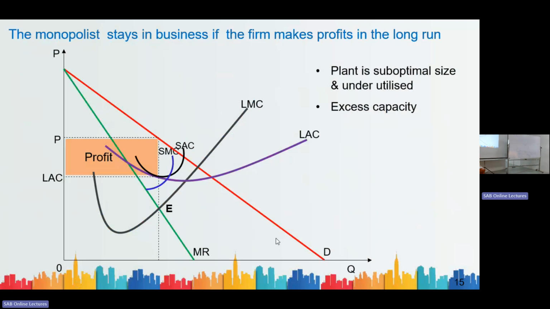A monopolist stays in business if the firm makes profits in the long run. Yes, that is the only certain thing. That is the only thing we can tell about the long run equilibrium.